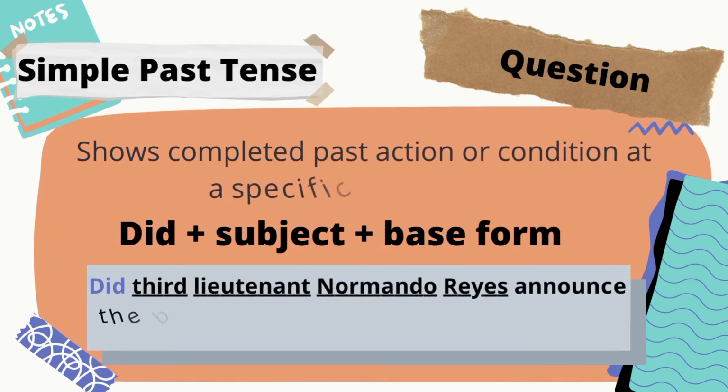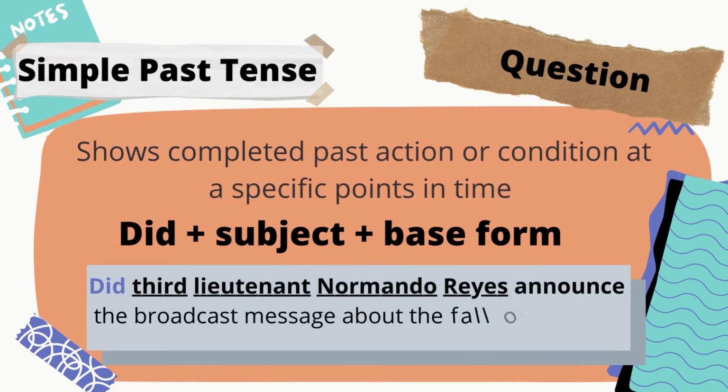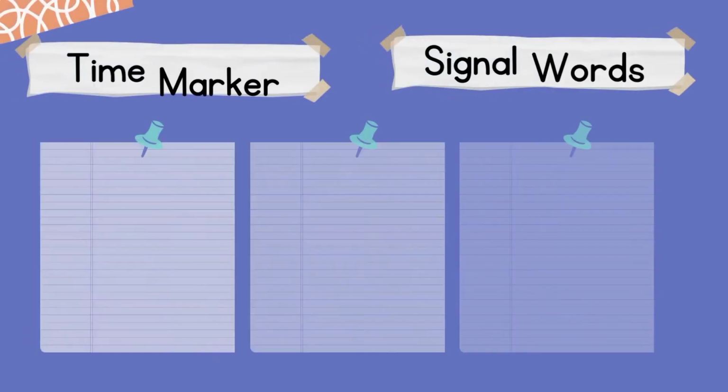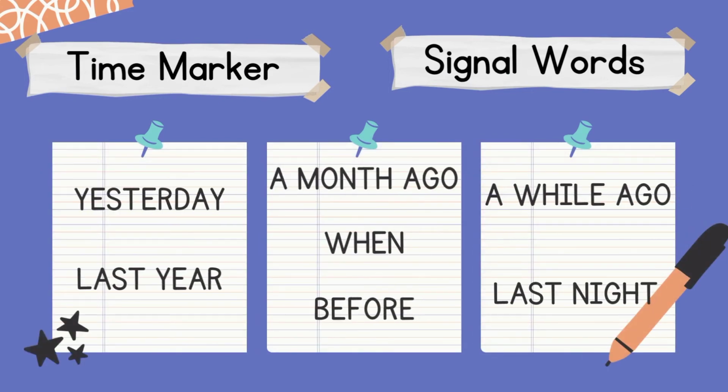Here's another sample of an interrogative sentence in simple past form. Did 3rd Lieutenant Normando Reyes announce the broadcast message about the fall of Bataan on April 9, 1942? Again, the sentence follows the formula did plus the subject, 3rd Lieutenant Normando Reyes, plus the base form of the verb announce. Time markers help you determine that an action has happened in the past.